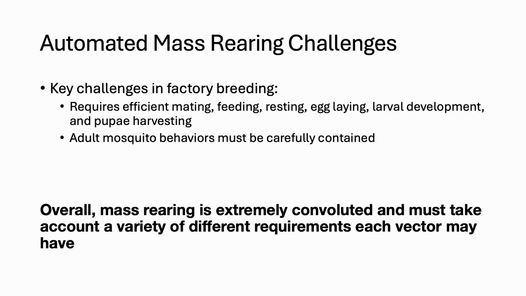This is because there are a lot of key challenges that are associated with factory breeding of mosquitoes. For example, they require efficient mating, feeding, resting, egg laying, larval development, and pupae harvesting. Meanwhile, the adult mosquitoes also need to be monitored heavily, and their behaviors must be carefully contained, such as feeding, watering, and egg collection, in order to prevent escapes. So overall, mass rearing in factory settings is extremely convoluted and must take into account a variety of different requirements each vector may have.